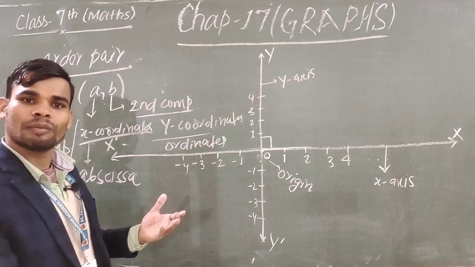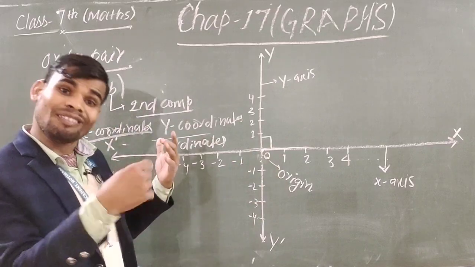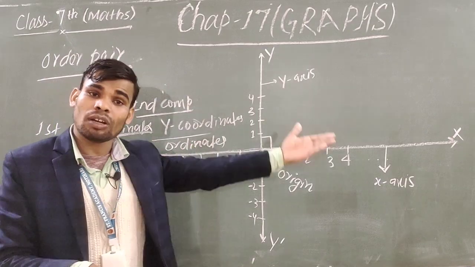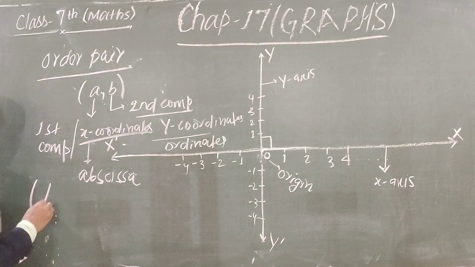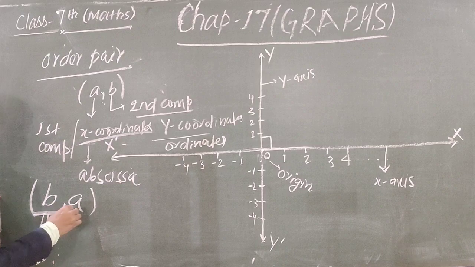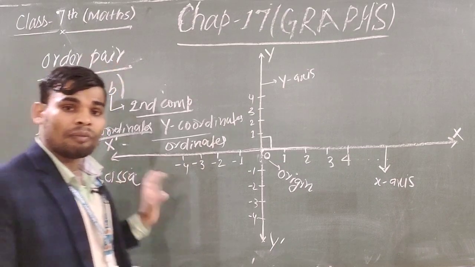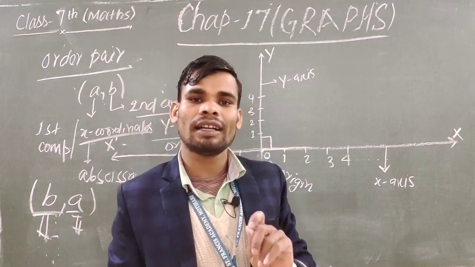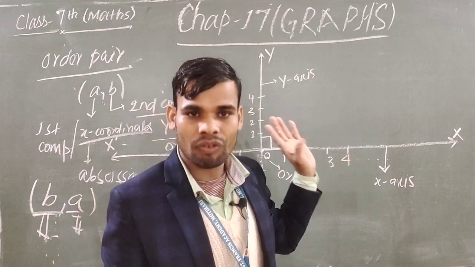Now, if B comes on the first position, then B will become x, and A goes to the second position, then A will become y. For example, if someone tells you to take B comma A, which is the x coordinate and which is the y coordinate? Here B is on the first position, so B will be the x coordinate and A will be the y coordinate. So in an ordered pair, firstly we write the x coordinate, then the y coordinate. Means firstly the value of x, then the value of y.